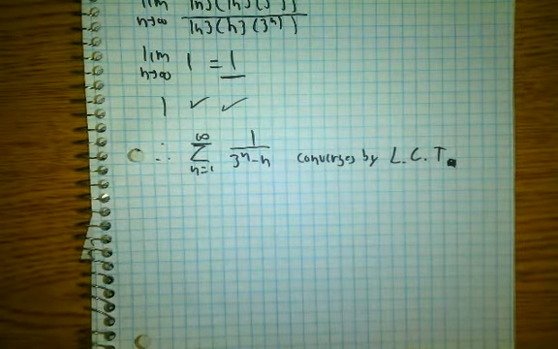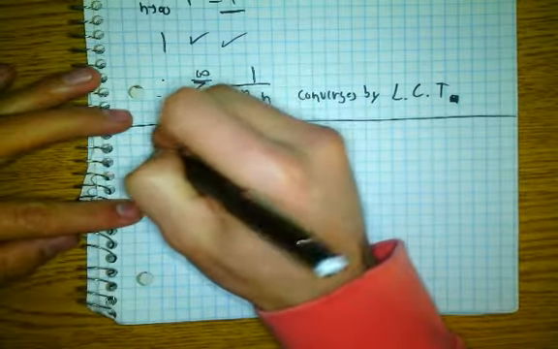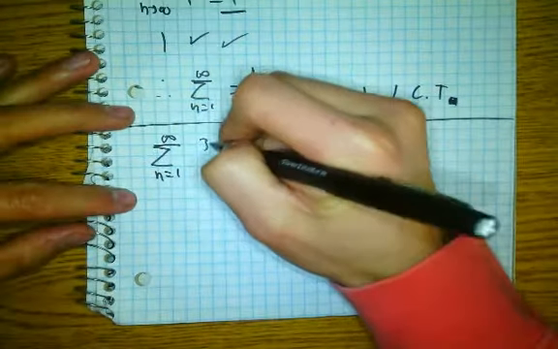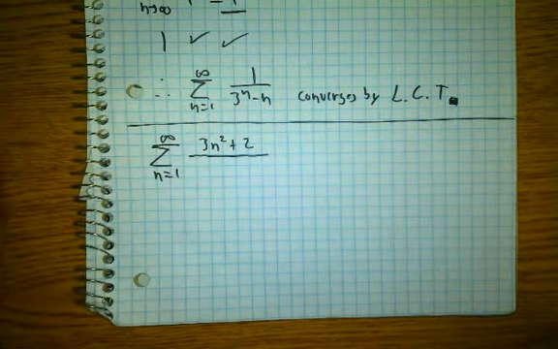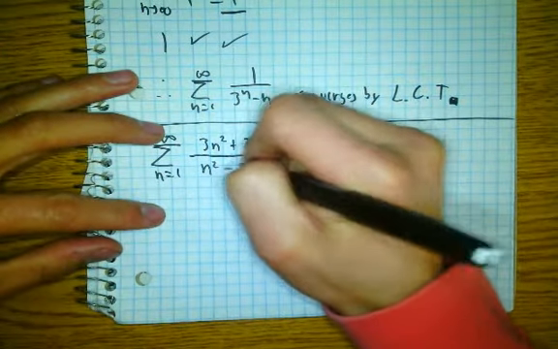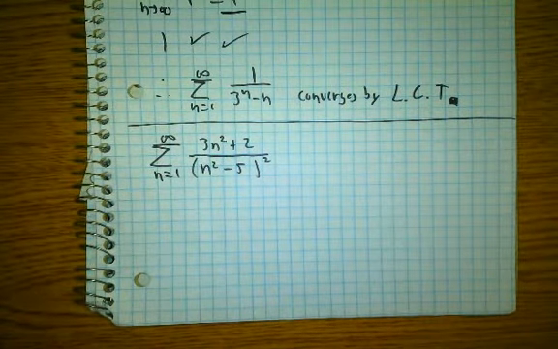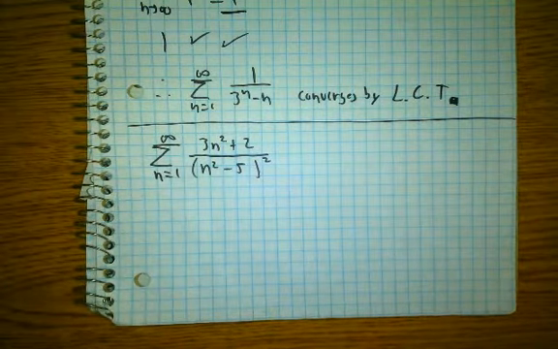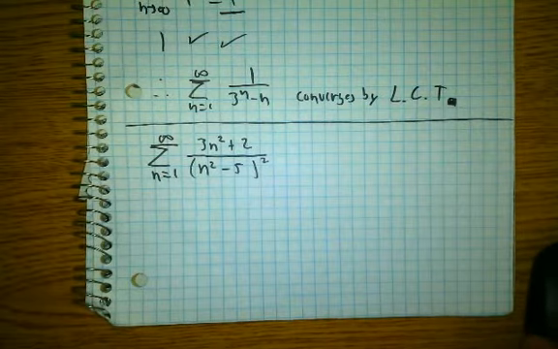So, we're going to determine the convergence or the divergence of the following series. From 1 to infinity of (3n squared plus 2) divided by (n squared minus 5) squared. So give it a shot, see what you can come up with, and when you're ready, just hit play. Alright, so I'm assuming you already gave it a go.